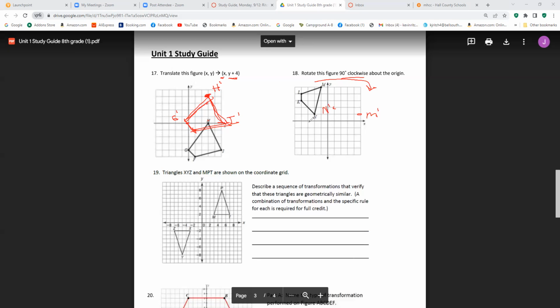K is 1, 2, 3, 4, 1, 2, 3. So we're going to go 1, 2, 3, 1, 2, 3, 4. There's K prime. And L, instead of 1, 2, 3, 4, 1, 2, 3, 4, well, it is 1, 2, 3, 4, 1, 2, 3, 4. And there is our new figure right there, something like that. If I could draw straight lines, you guys. All right, number 19.